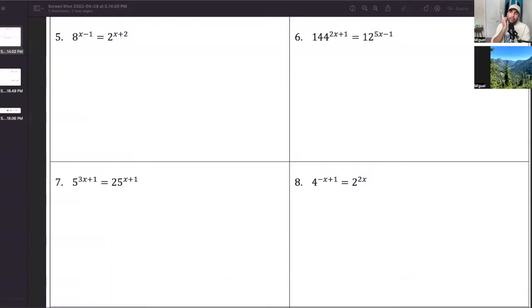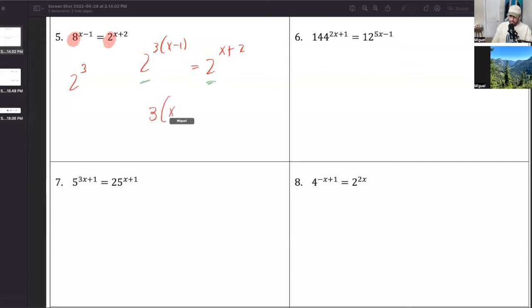These are the scenarios where we can convert the bases on one side to match the base on the other. I have an 8 and a 2 as my bases, and the 8 can turn into a 2 cubed. That means my equation could be 2 to the power of 3 times x minus 1 equals 2 to the power of x plus 2. Because these bases are equal to each other, I can make the exponents equal to each other.